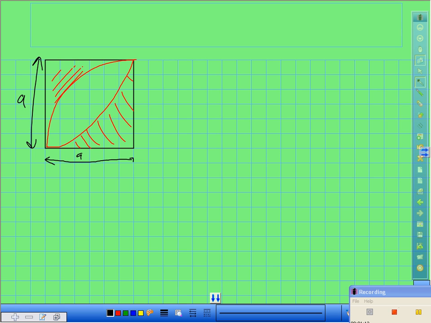Now, the idea is, what we want to figure out is the area of those things. The problem we run into is it's not a designated space, other than it's outside of this curve.